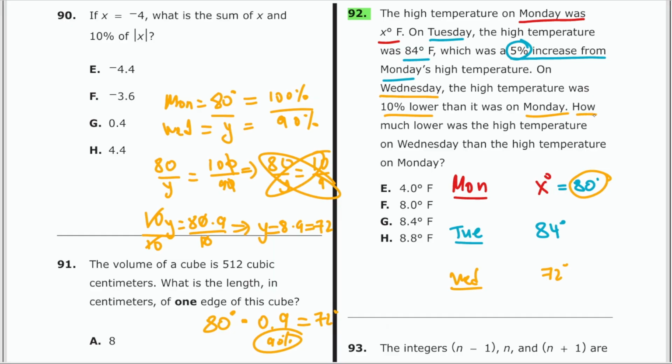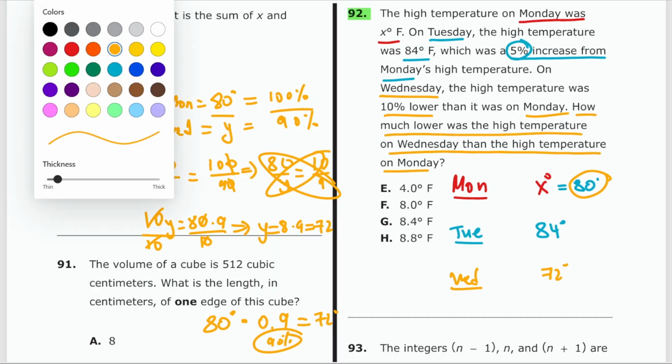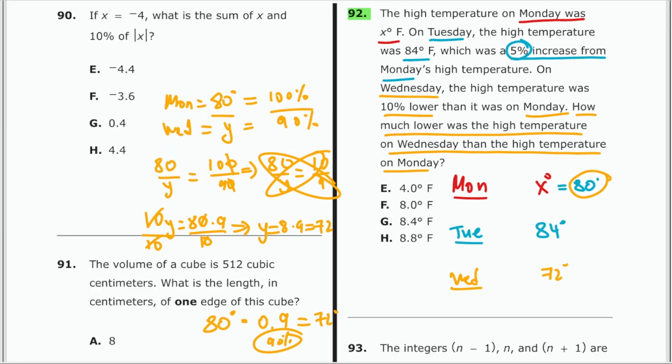Now the final question, how much lower was the high temperature on Wednesday than the high temperature on Monday? I should change color because it's too many colors. So high temperature on Monday was 80, high temperature on Wednesday was 72. So it's simply 80 degrees minus 72 degrees. You get 8 degrees. The answer is F. That's it.